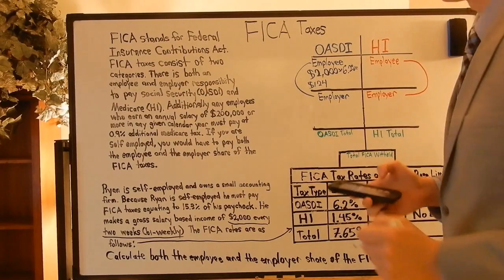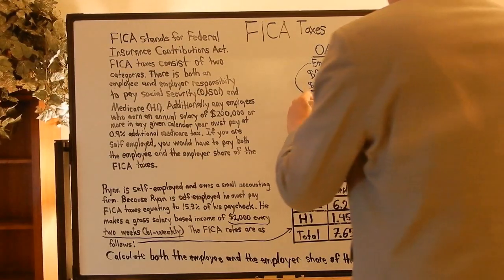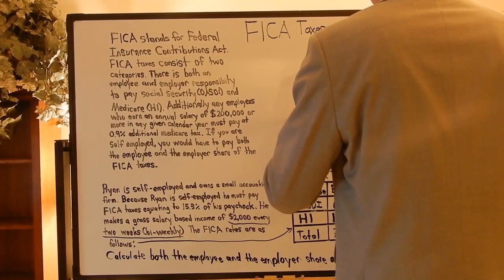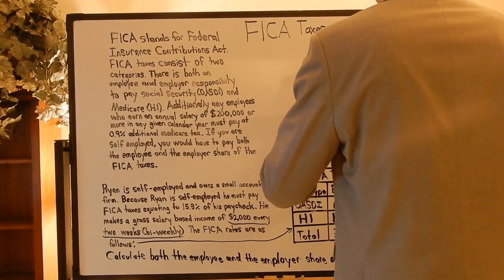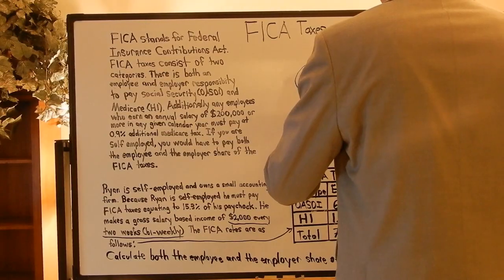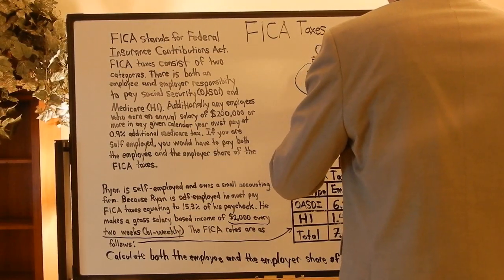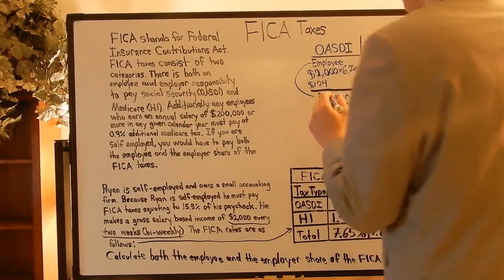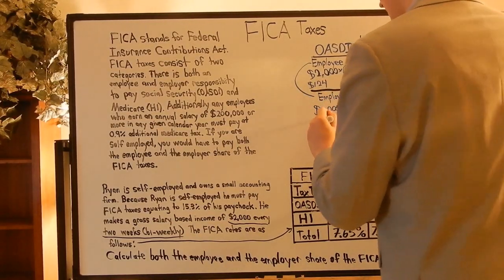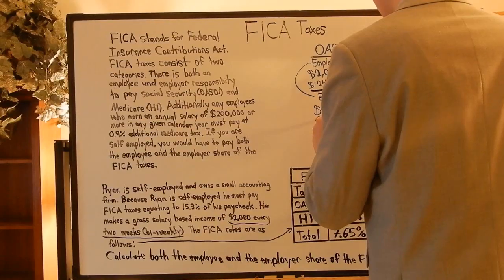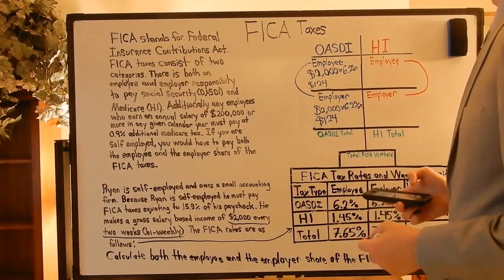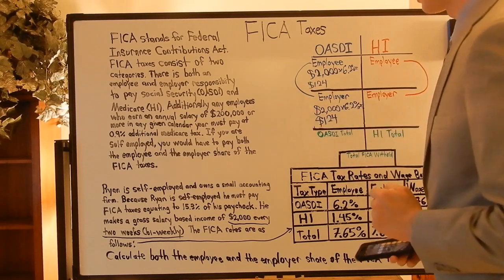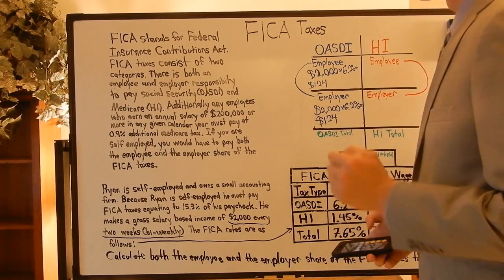for the employee share. Now, you would do the same thing for the employer share: 2,000 times 6.2%, and if you calculate that out, it is $124. So you just calculated the employee and the employer share of the OASDI tax.